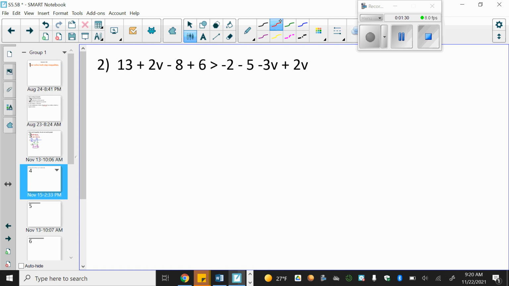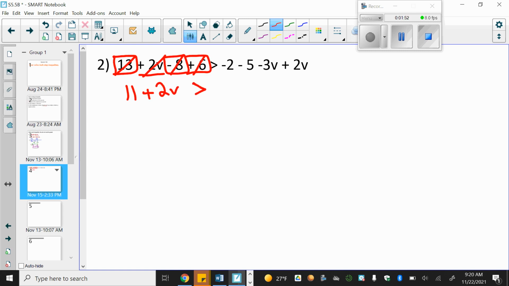Next one, distributive property. Look, there's no parentheses. So my first step is going to be combine like terms. I'm going to start here on the left. 13 minus 8 plus 6. See, 13 minus 8 would be 5, plus 6 is 11. So 11, cross them off. And then I have plus 2b.